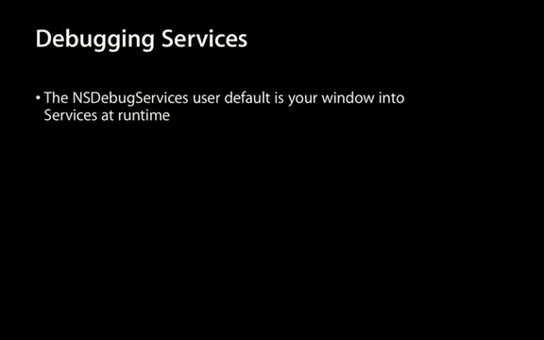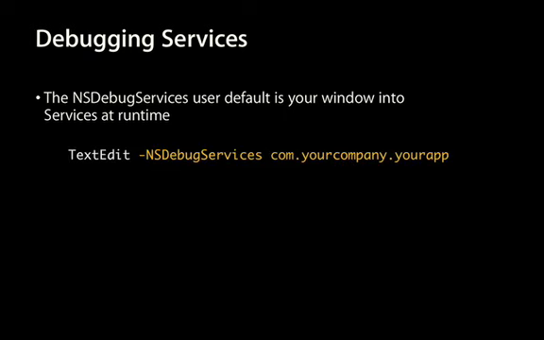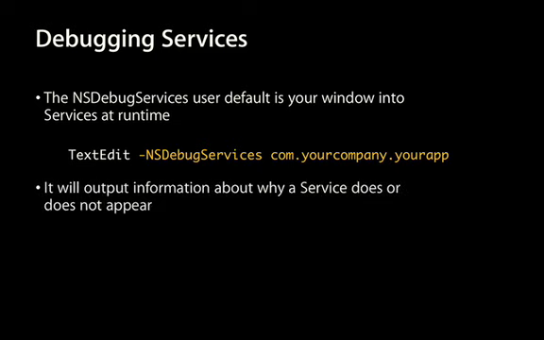Now, with this, we can figure out if the services architecture has found our application. But what happens at runtime if your service doesn't appear? We saw all these crazy ways to make a service contextual. How do we figure out why the service is showing up or not showing up? Well, the NSDebugServices user default is your window into services at runtime. So for example, if I launch TextEdit with the NSDebugServices, and then I pass it the bundle ID of the application that I want to find out about, the service provider, it will output incredibly detailed information about why the service is appearing or not appearing. So let me show you how I'd go about debugging services with this application.